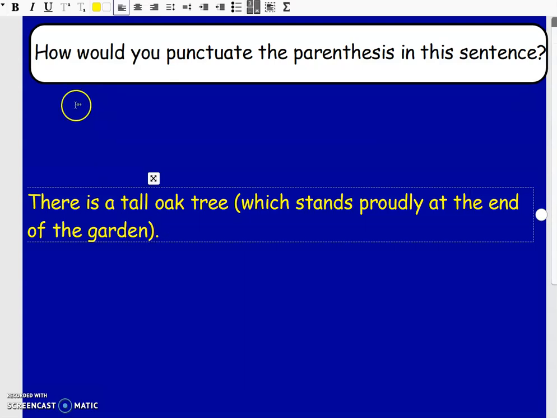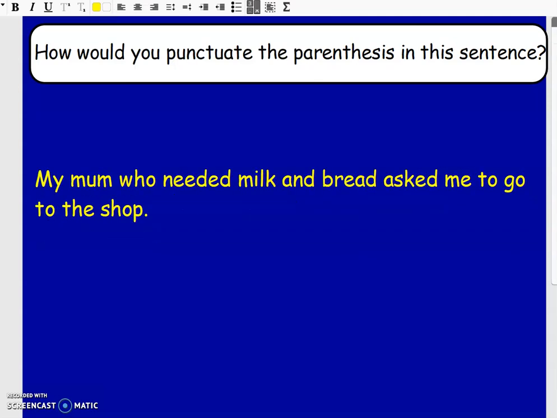So there is a tall oak tree. That could be said as somebody pointing it out to you. And then we've got here, which stands proudly at the end of the garden. It tells us where it is and it shows us something about it. If it stands proudly, what do you picture that tree doing? Okay, we'll move on to the next one.